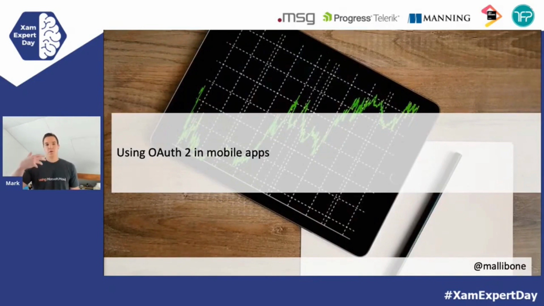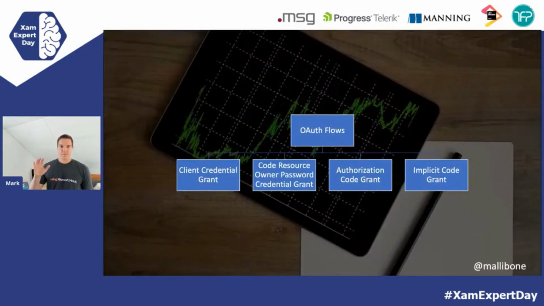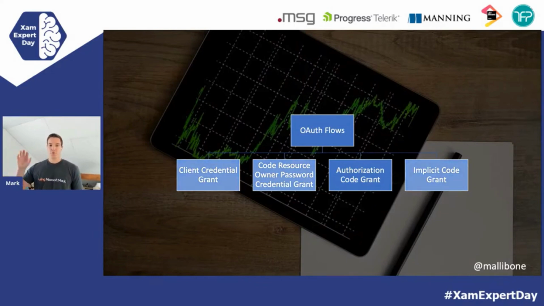Now, when you are looking at authenticating someone, OAuth presents you with something called flows. And there are multiple flows, and that can be a bit confusing at first. Now, there are 4 major flows in OAuth, and we'll be picking the authorization code grant flow. I'll get back to the other flows a bit later on.